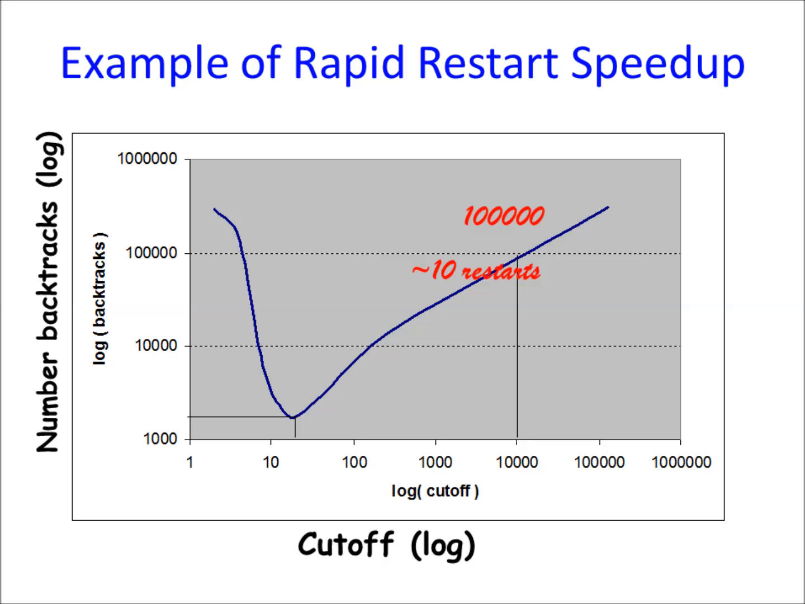So this is an example of 100,000 backtracks if your cutoff is 10,000, which means that I got to do 10 restarts. Here's an example, if my cutoff is about 20, then most of the problems got solved in 2,000 backtracks, that means about 100 restarts. So there's a sweet spot with a small number of cutoff. Cutoff is the number of backtracks I allow before which I throw and restart.